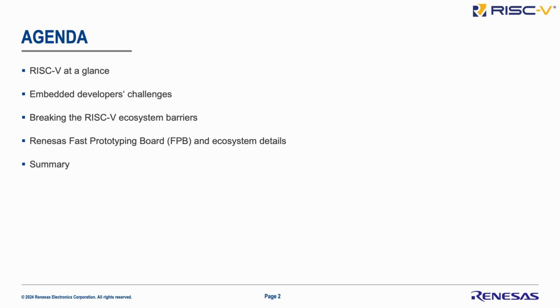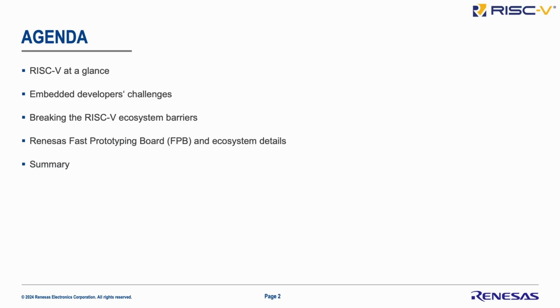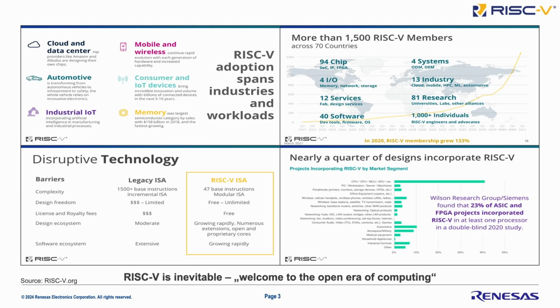This is the agenda, quickly. A quick overview about RISC-V at a glance, and then we'll go through some information coming from an embedded market survey done last year about challenges when developing embedded systems, and then how we can manage to break those ecosystem barriers using the support and the Renesas environment. And then we go through some details about the fast prototyping board that is the topic for today, and the summary at the end.